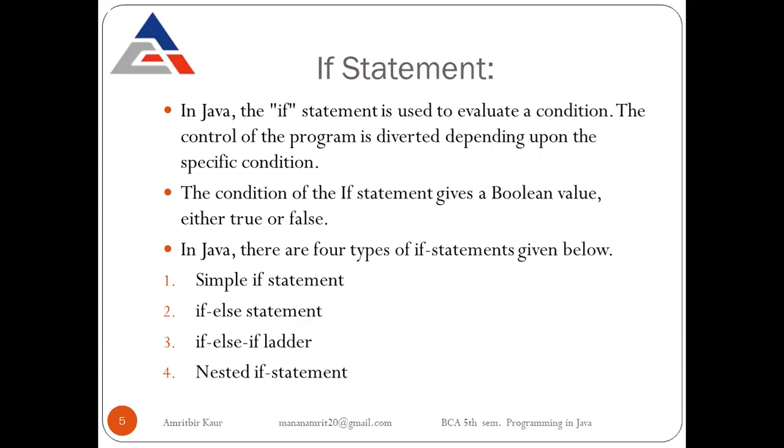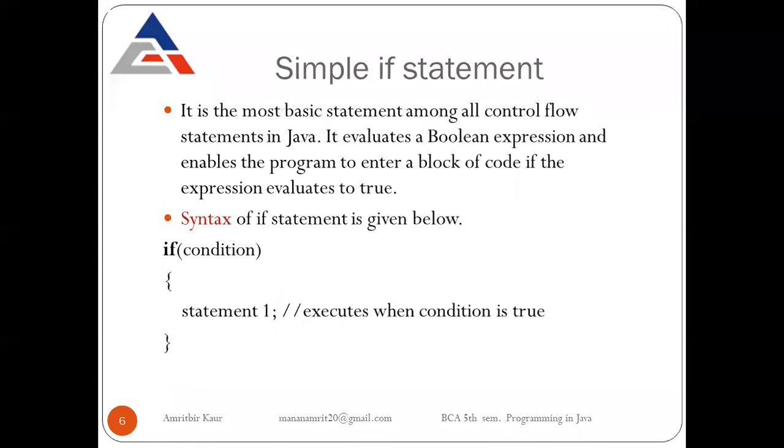So if statement can be of four types: simple if statement, if else statement, if else if ladder, and nested if. So firstly, we will study the simple if statement. It is a basic statement among all the control flow statements in Java. It evaluates a Boolean expression and enables the program to enter a block of code if the expression evaluates to true. So in an if statement, a condition will be checked. If the result is true, then the block will be executed, otherwise skipped.